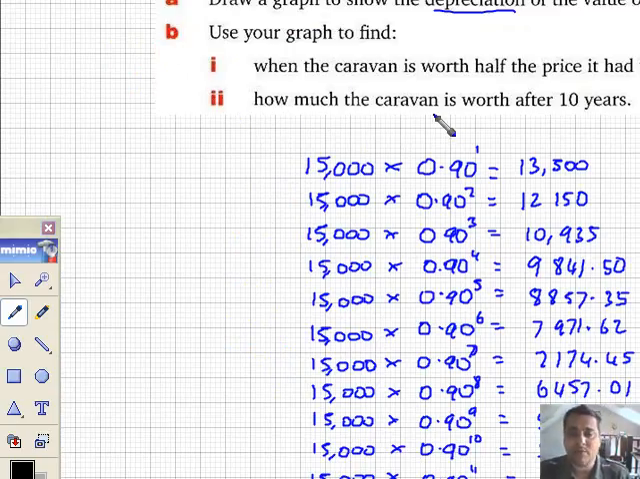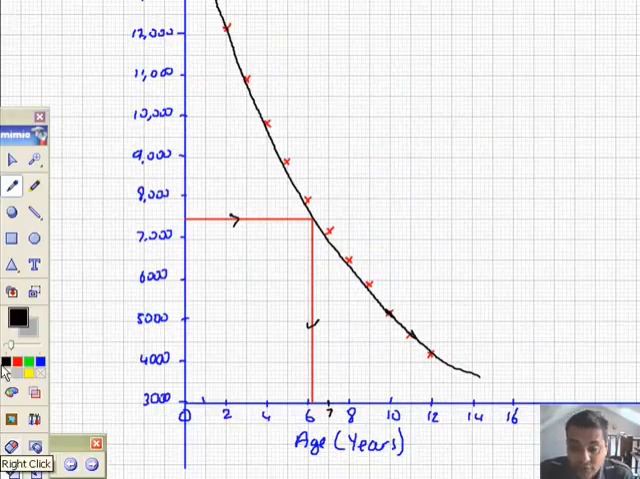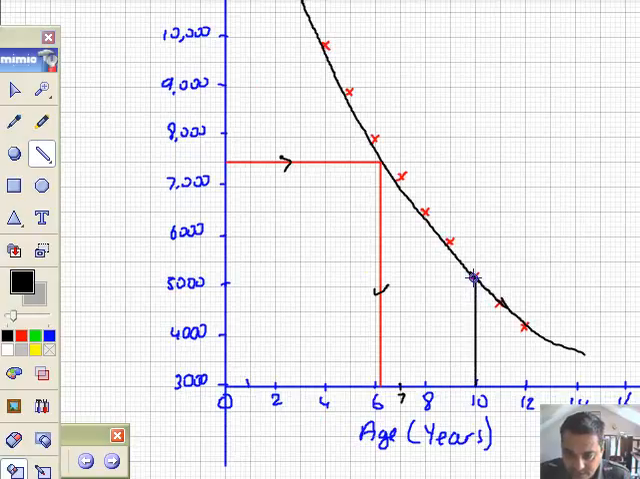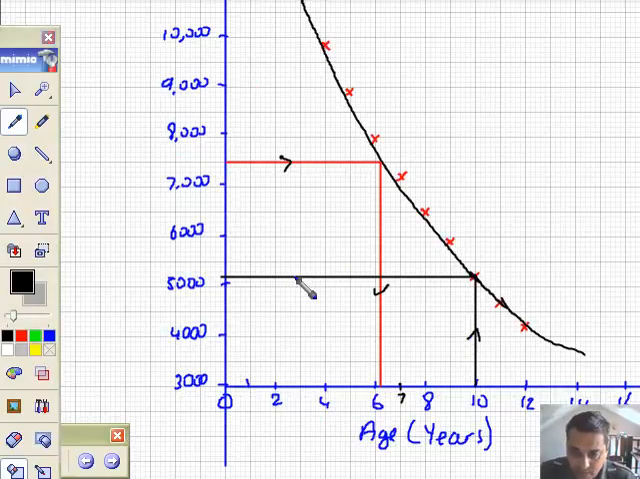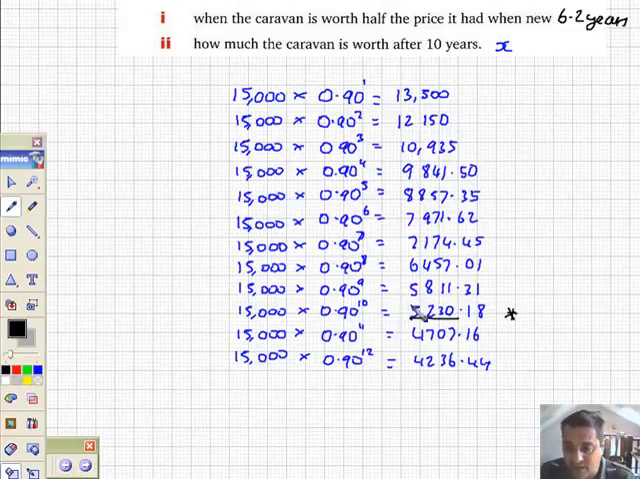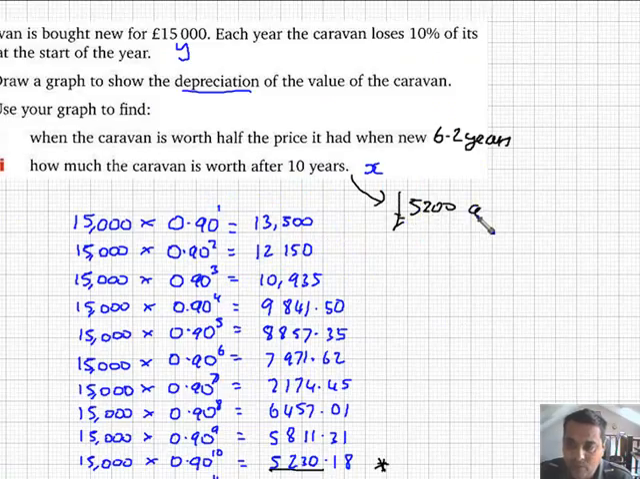Now use your graph to find how much the caravan is worth after 10 years. Well, I've done the calculation right there, so I know the value is going to be about that. But I've got to use my graph, so let's show the examiner what I'm doing with my graph. Let's go for black. So 10 years. Hit that point there exactly, turn left, and show the examiner what my brain did. I went up and I turned left. It's about 5,200, isn't it? But even though I've calculated it at 5230, never mind. So that's going to be £5,200 approximately.